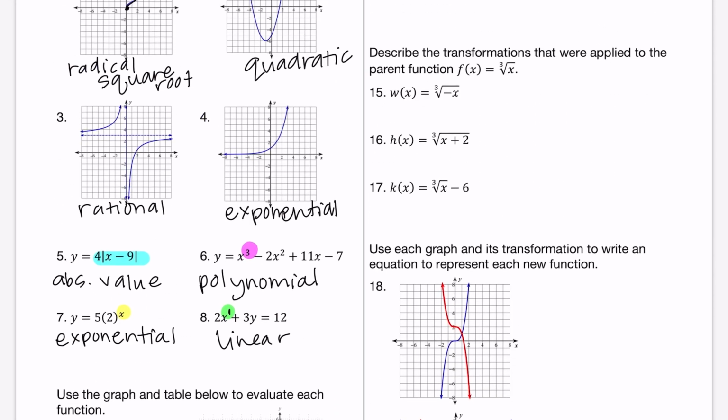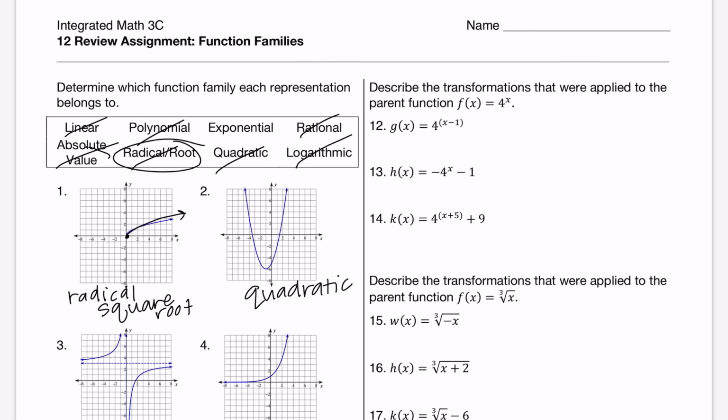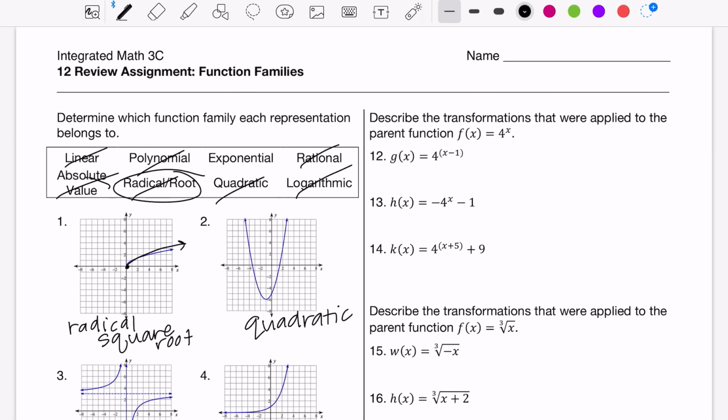Okay, moving on to the next little bit that will be on your test. It says describe the transformation. So let's take a look at our parent graph. They give it to us right there. It's 4 to the x. So we need to look at everything that's different comparing 4 to the x with this.